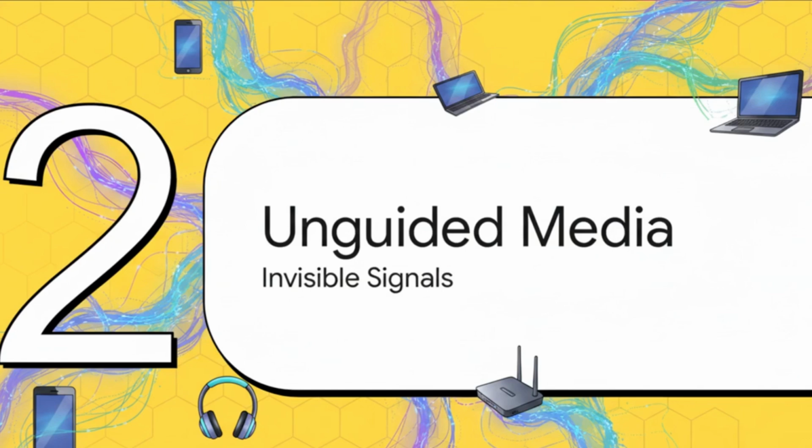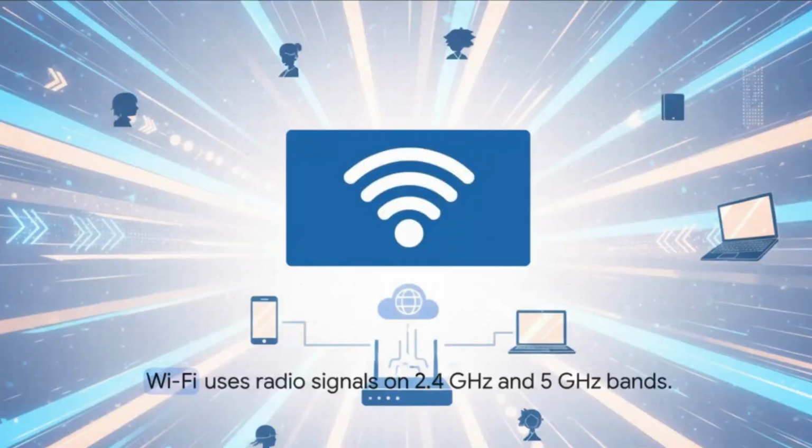Moving right along to Section 2, unguided media and invisible signals. So this is the wireless world most of us live in 24/7. Unguided communication media ditches the wires completely. Instead, it uses radio waves. Take Wi-Fi, for example. It works specifically on the 2.4 gigahertz and 5 gigahertz frequency bands.